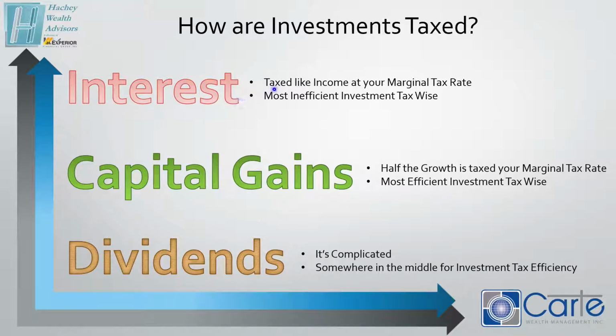And quite simply, whatever interest you earn on your investments, you'll pay that at your marginal tax rate. So if your marginal tax rate is 30% or 36%, that's what you're going to pay on the interest earned. Interest is considered the most inefficient investment from a tax perspective. So just know that on a per dollar basis, you're going to pay the most tax on interest. Okay, so that's number one, how you can get taxed based on interest.